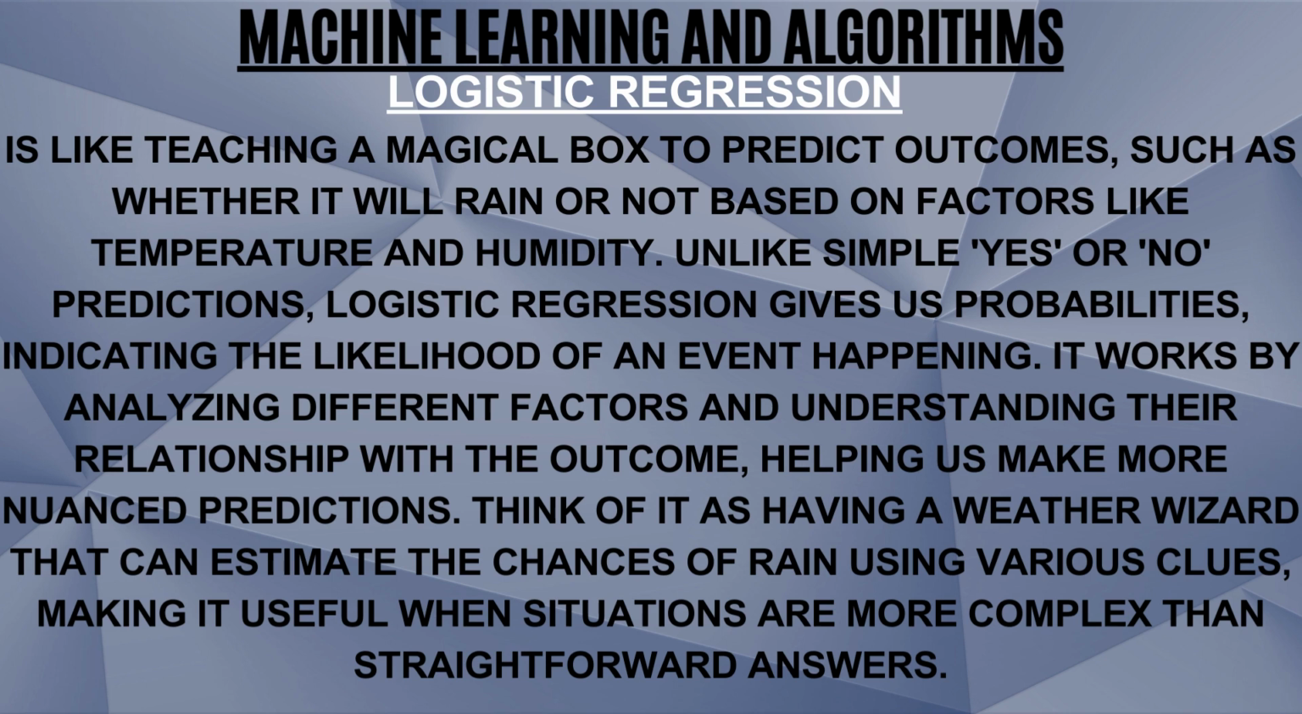Logistic regression is like teaching a magical box to predict outcomes such as whether it will rain or not based on factors like temperature and humidity. Unlike simple yes or no predictions, logistic regression gives us probabilities indicating the likelihood of an event happening. It works by analyzing different factors and understanding their relationship with the outcome, helping us make more nuanced predictions.